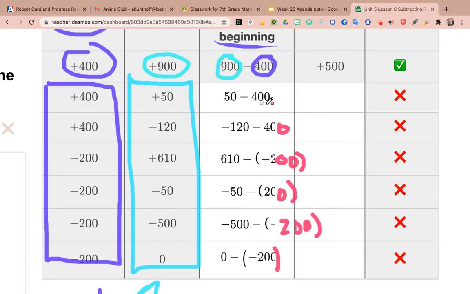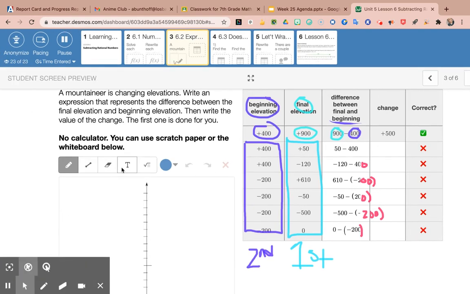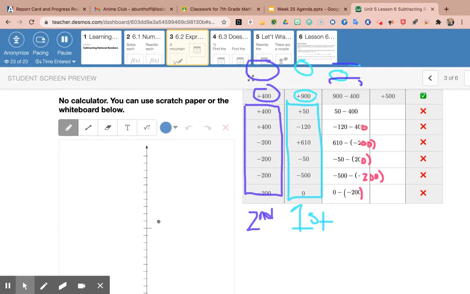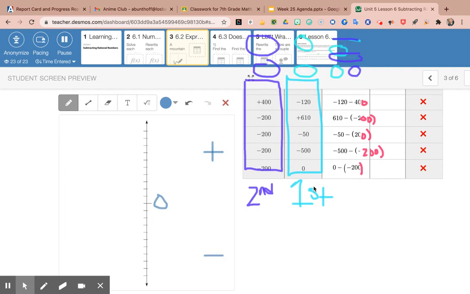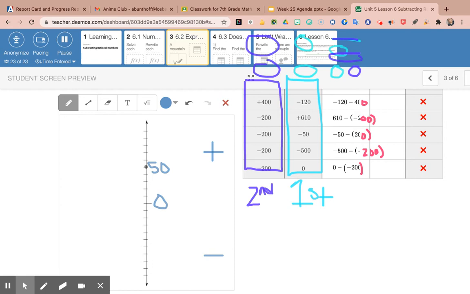So 50 take away 400. So it wants to know what the answer is. I'm going to use my whiteboard over here on this. So if I start at 0, I know that the positive numbers are up here, the negative are down here. So if I start at positive 50, and I subtract 400, I'm going to start at 50, I'm going to go down 400, where would I end up?